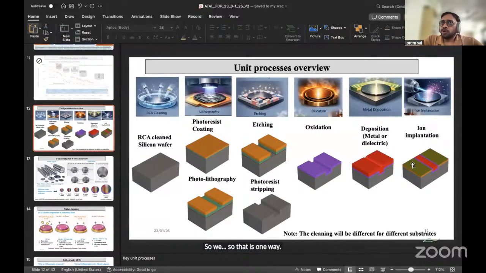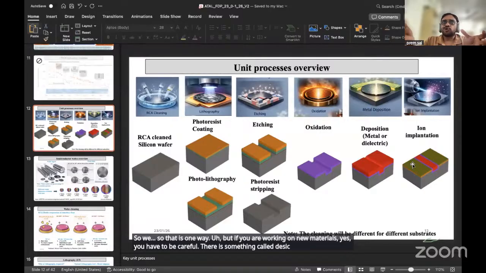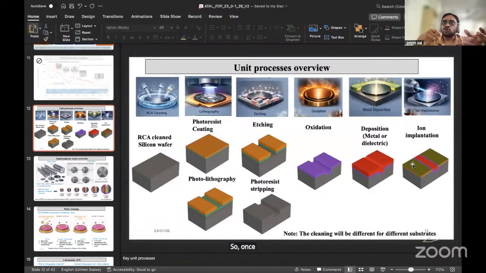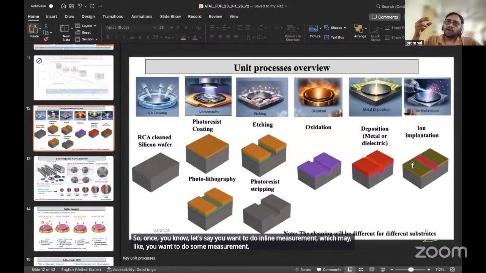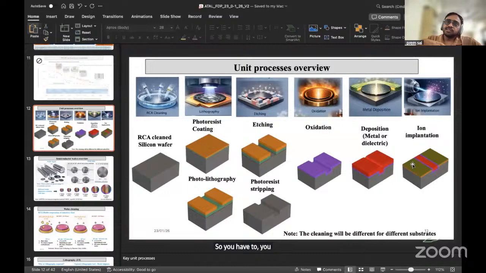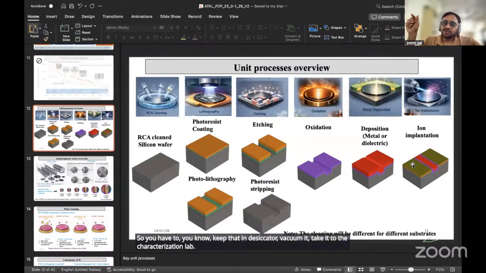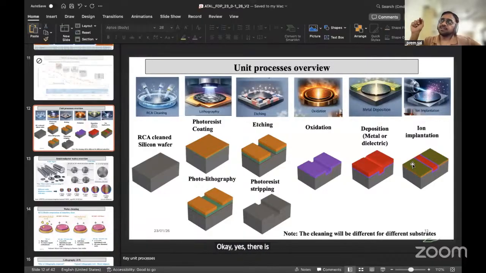But if you are working on new materials, yes, you have to be careful. There is something called a desiccator. If you want to do an inline measurement, you have to keep the sample in a desiccator, vacuum it, take it to the characterization lab, and measure there. Yes, there is some exposure to contamination, but in research you can't avoid that.